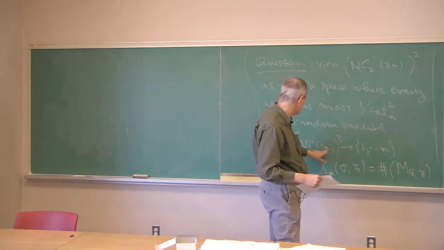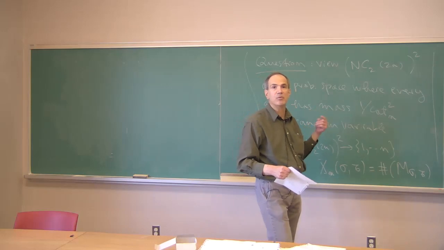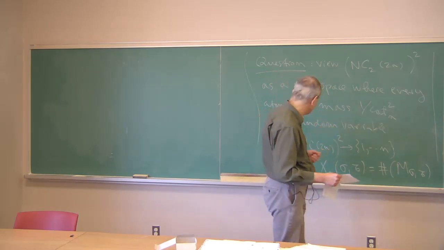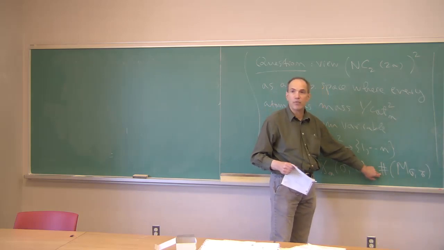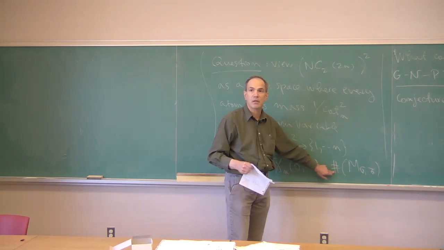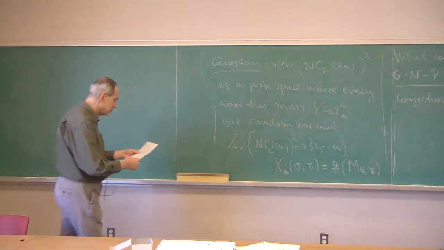N, like in my picture, n was 5 and 2n was 10. This one is the number of components. Okay, good. And what we could prove, yes.